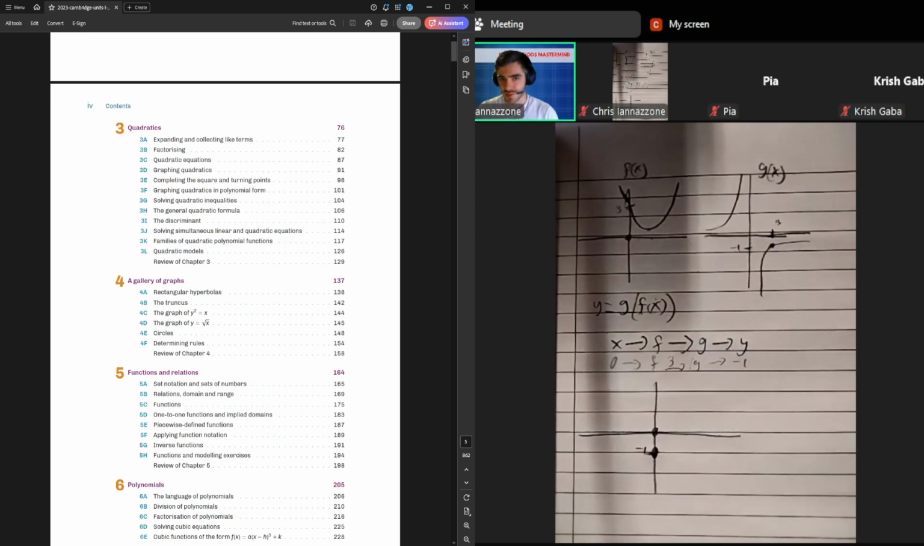Is at least the process clear enough on what's actually happening there? Because this is definitely on the tougher side. Got it. Nice.